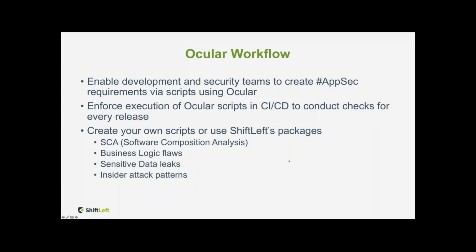So finally, to summarize what we accomplish using Ocular, it enables development and security teams to create AppSec requirements as scripts, which is essentially security as code. And using these scripts, you can enforce execution in CI/CD pipelines to conduct checks for the security posture of every release. And then you can create your own scripts or leverage shift left packages, specifically software composition analysis, business logic flaws, sensitive data leaks, and insider attack patterns to identify and stop any builds from proceeding to be deployed in production.